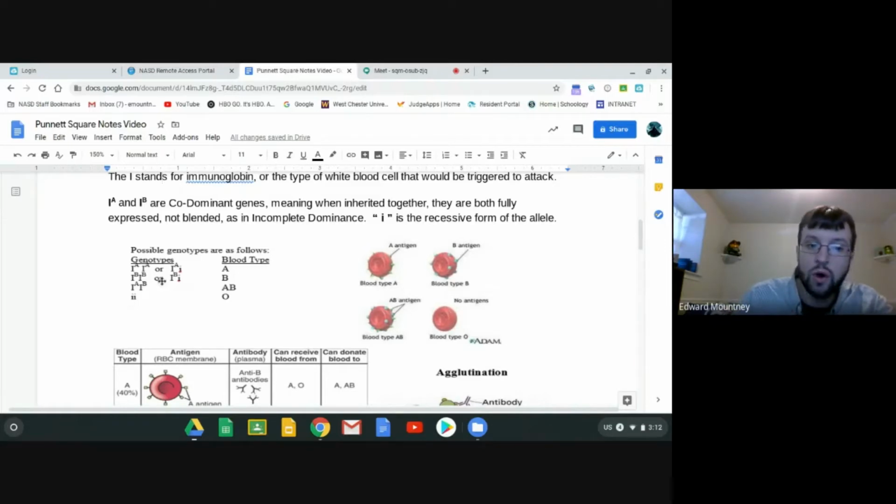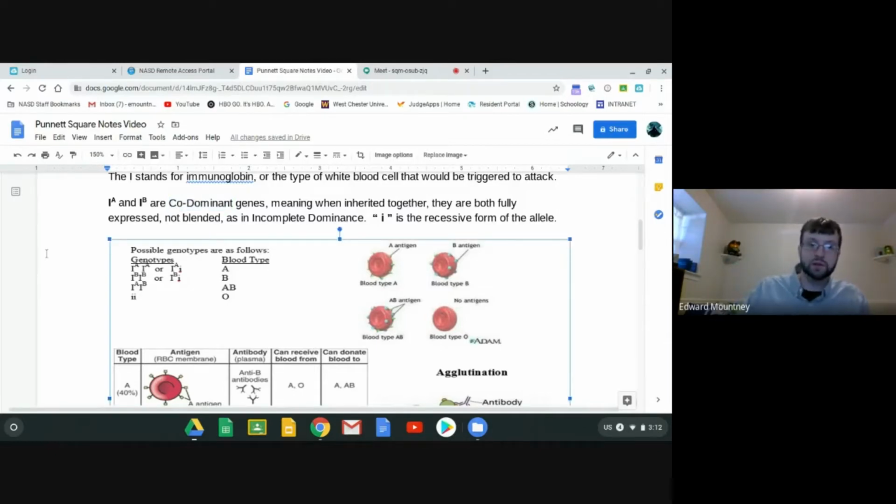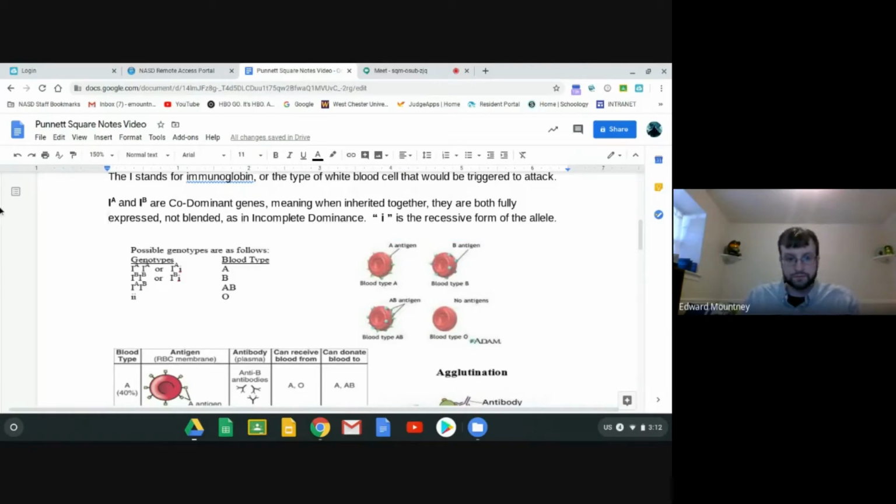Now, if you have one A and one B, remember both A and B are dominant. So in this case, you have codominance. You'll have both present, which gives us the blood type AB. Which makes sense. You have both antigens present on your red blood cell. And the only way you can have type O blood is if you have both recessive alleles, little i, little i. Okay, that's an overview of what the genotype will be depending on what blood type you have.